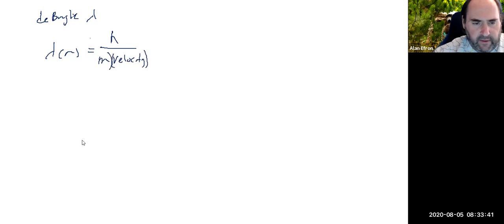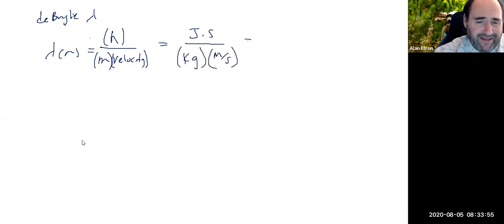And remember that when we use this de Broglie wavelength, we want to watch out for units. h is typically in joule seconds. The mass here does need to be in kilograms, and the velocity needs to be in meters per second. And the reason for that is a joule is equal to a kilogram meter squared over second squared.